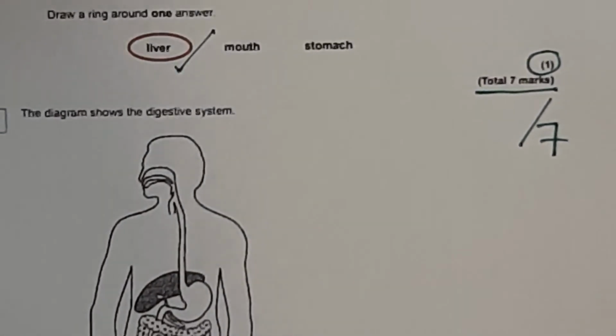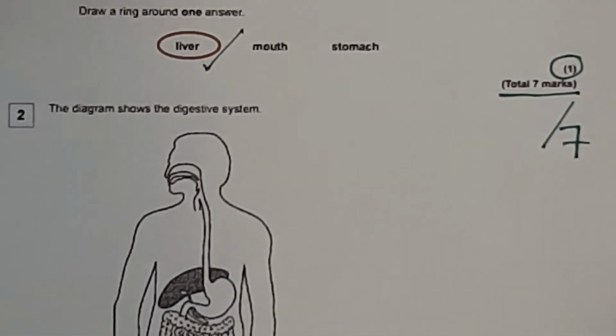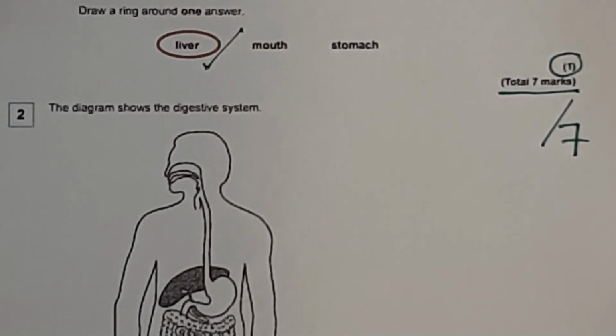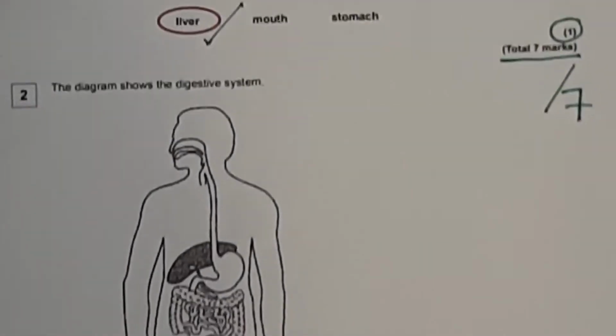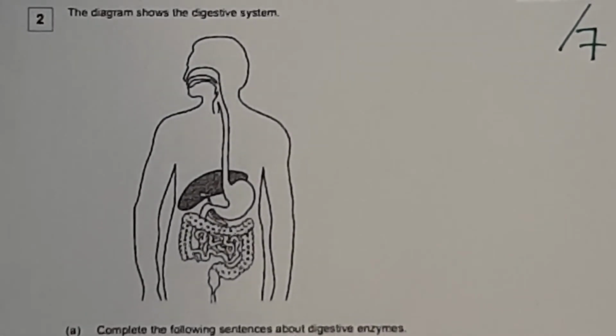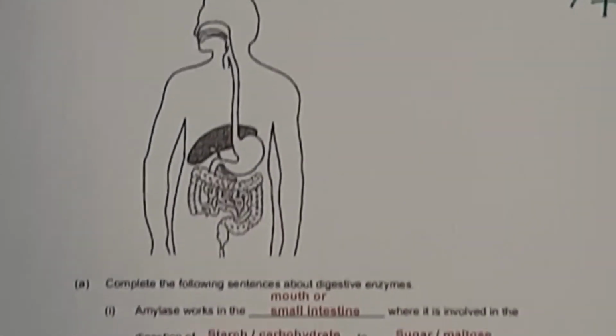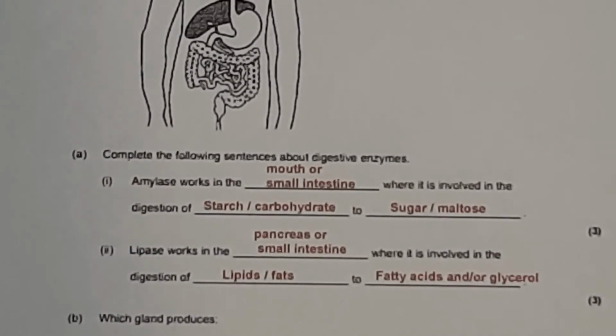Please make sure you've answered this or attempted to answer this. Even if you're not sure, make sure you've written at least one answer on each line, because it's always worth having a guess even if you're not sure. Okay, so let's go through question 2 now. The diagram shows the digestive system. Complete the following sentences about digestive enzymes.